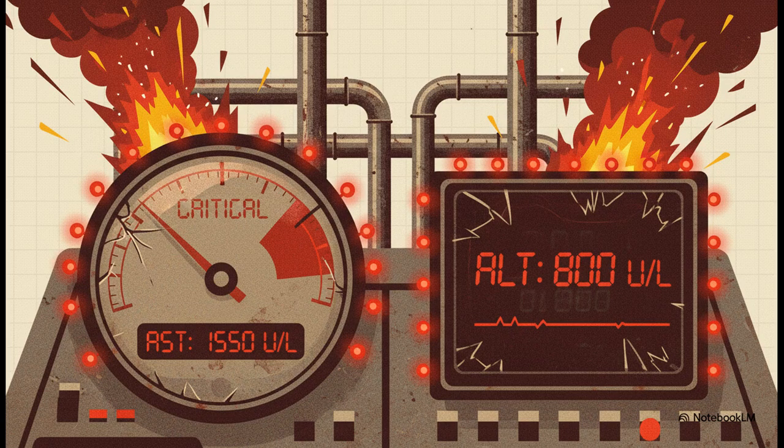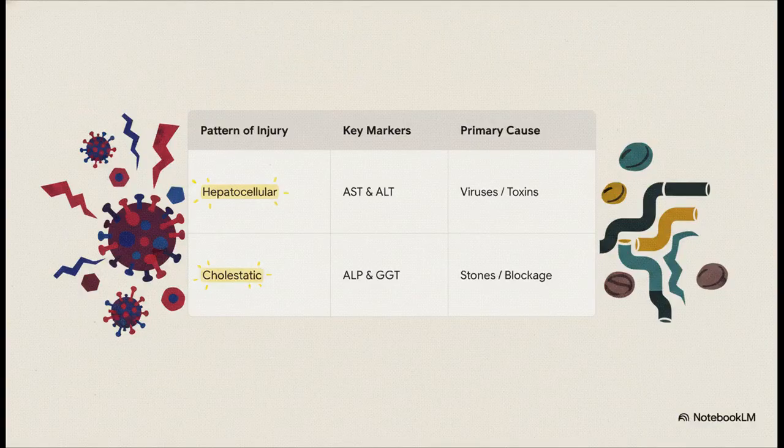Look at these numbers. AST and ALT are through the roof. The refinery is literally screaming for help. So our first logic gate, our very first move, is to decode this signal and figure out the pattern of injury. So here's how we break it down.